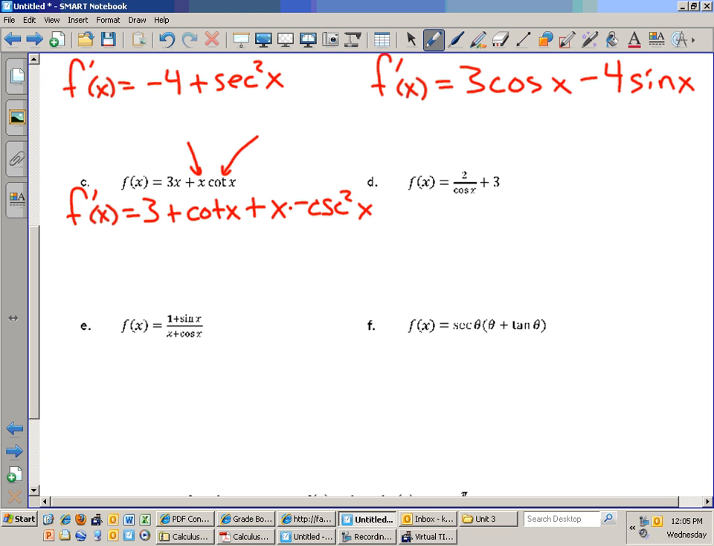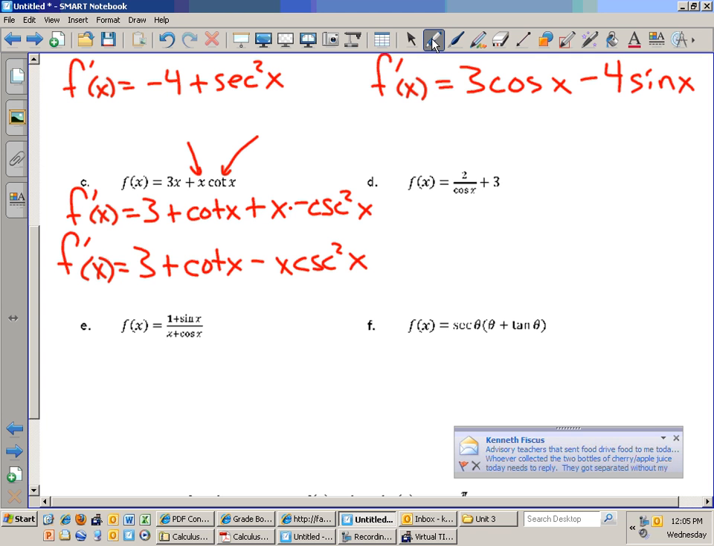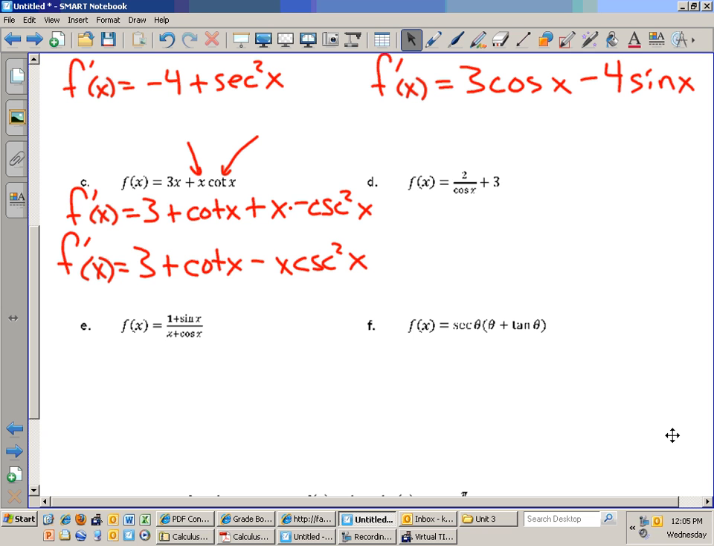Okay. So if I want to simplify this, I could just write it as 3 plus the cotangent of x minus x cosecant squared of x. Any questions? Do you have a question? Okay, so derivative of x, which was 1, this left alone, plus this left alone times the derivative of that. So there we got it. Everybody good?